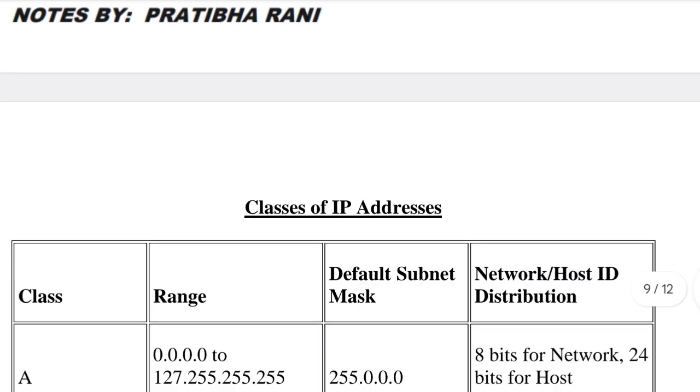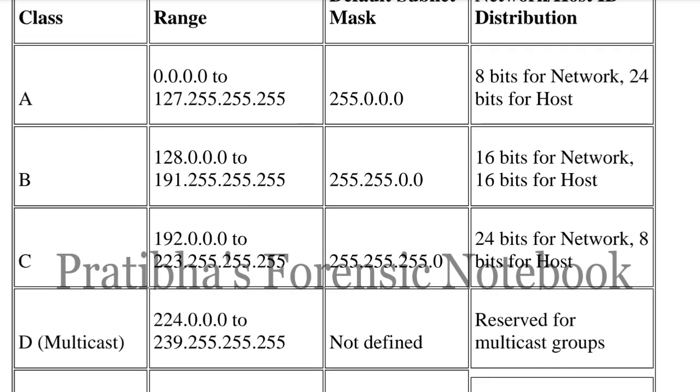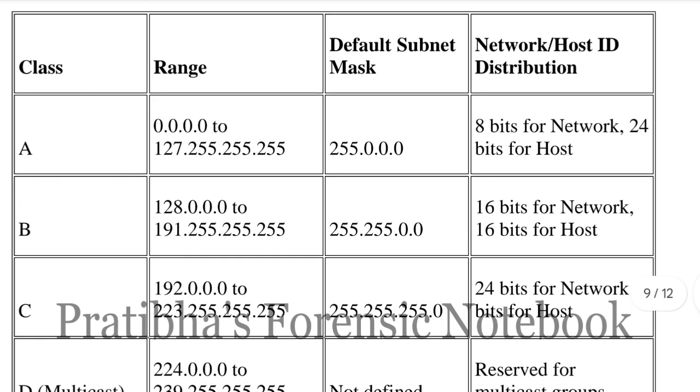Then move to the classes of IP addresses. We should know that classes of IP addresses are divided into only five parts: A, B, C, D, E. Basically, A comes in the range written here, you can study, and the default mask is also written here.